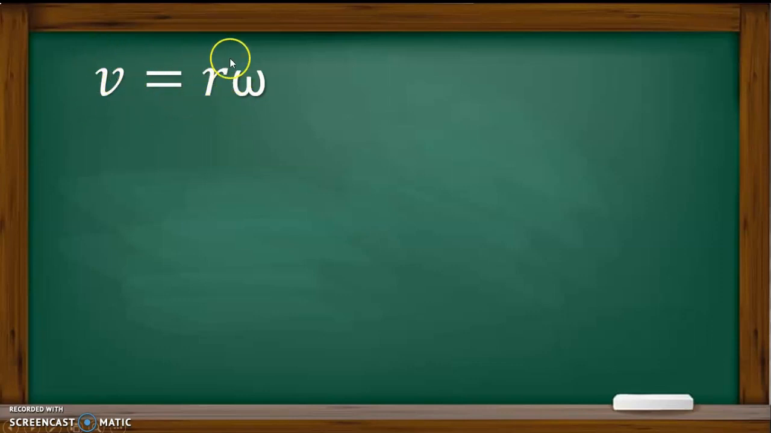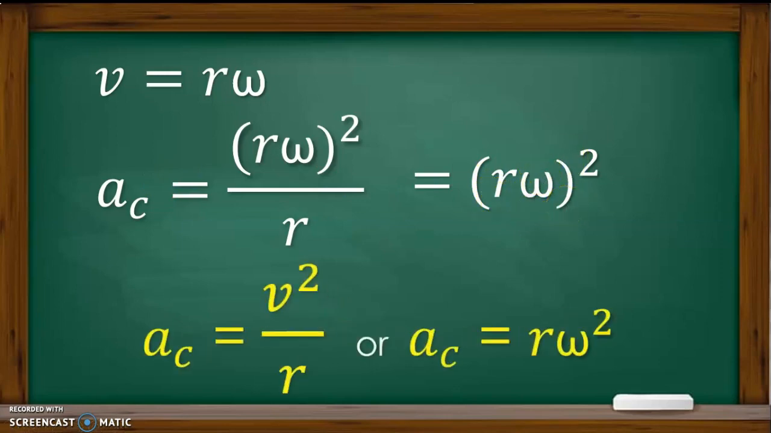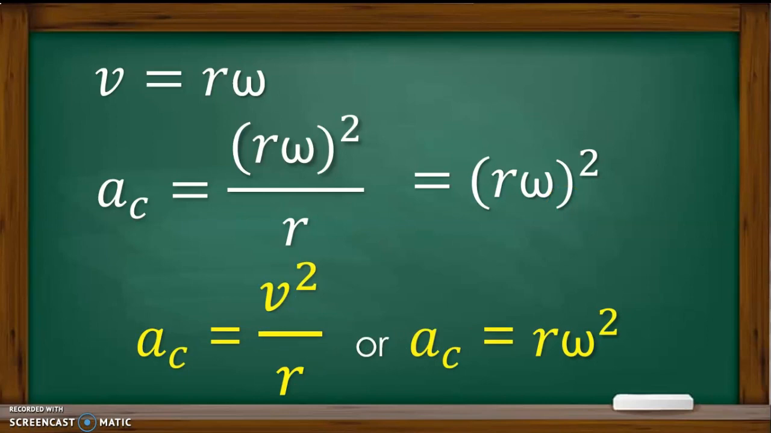Substituting velocity as equal to the product of radius and angular velocity into the first expression, we find centripetal acceleration equals the square of the product of radius and angular velocity divided by radius, or to simplify it, centripetal acceleration is equal to the product of radius and the square of angular velocity. So, we can express the magnitude of centripetal acceleration using either of two equations.